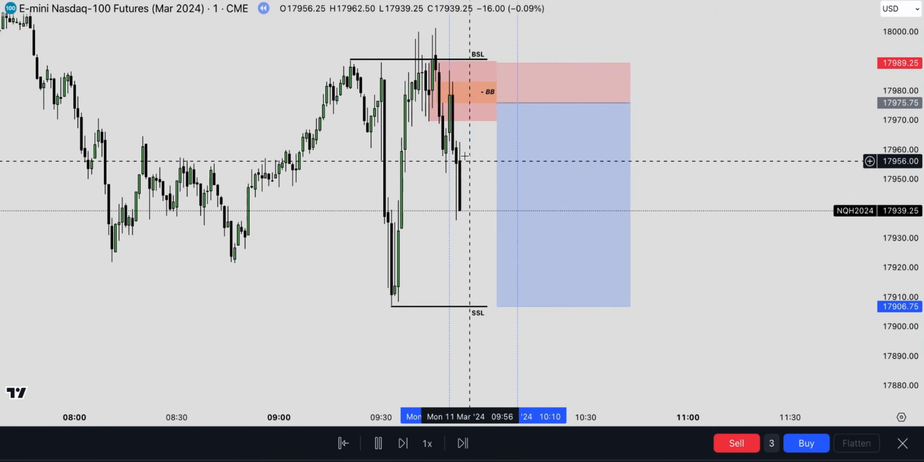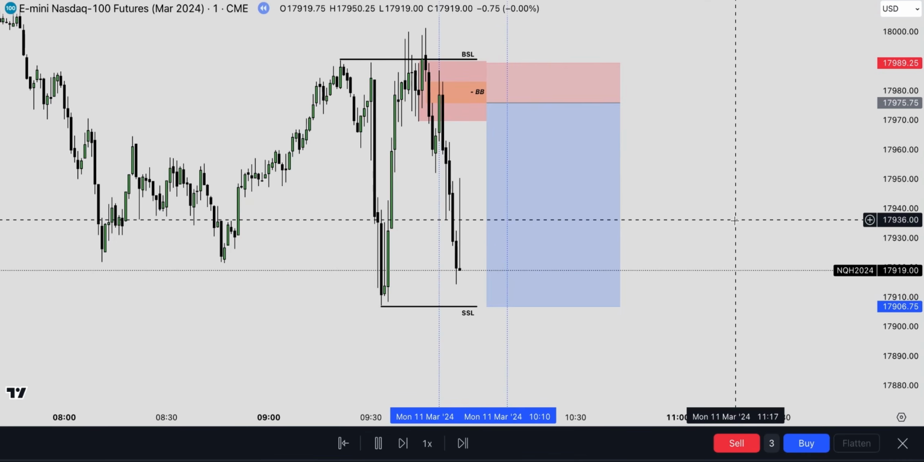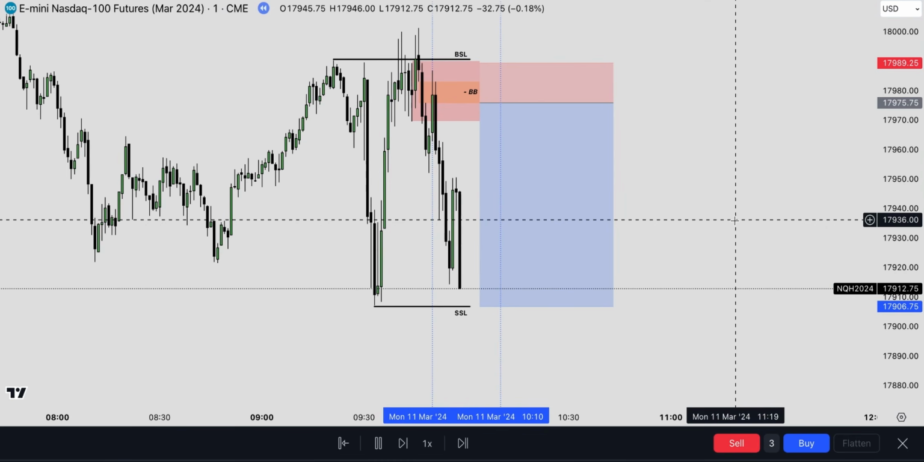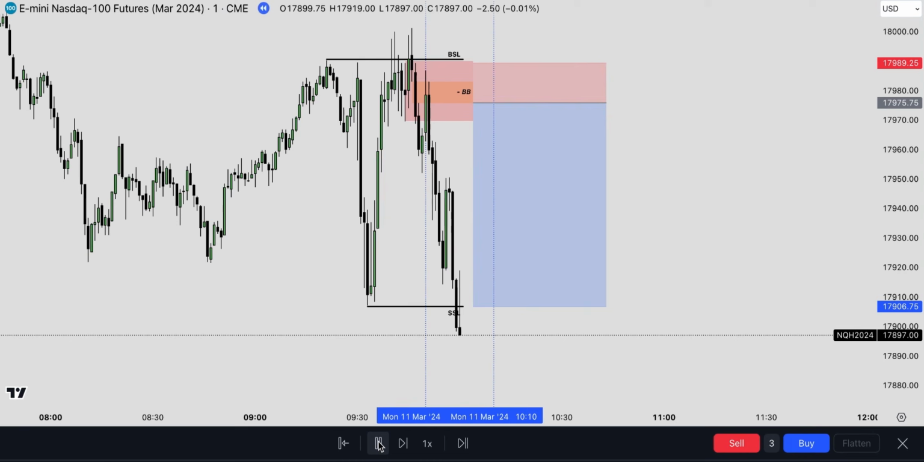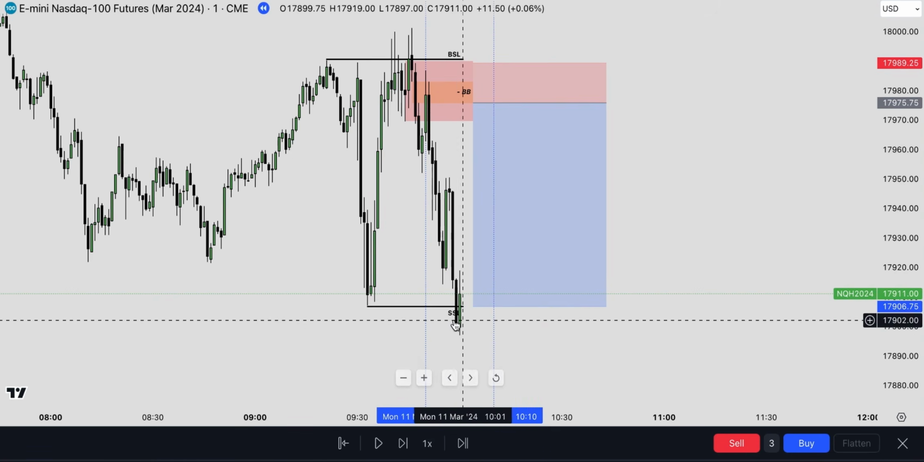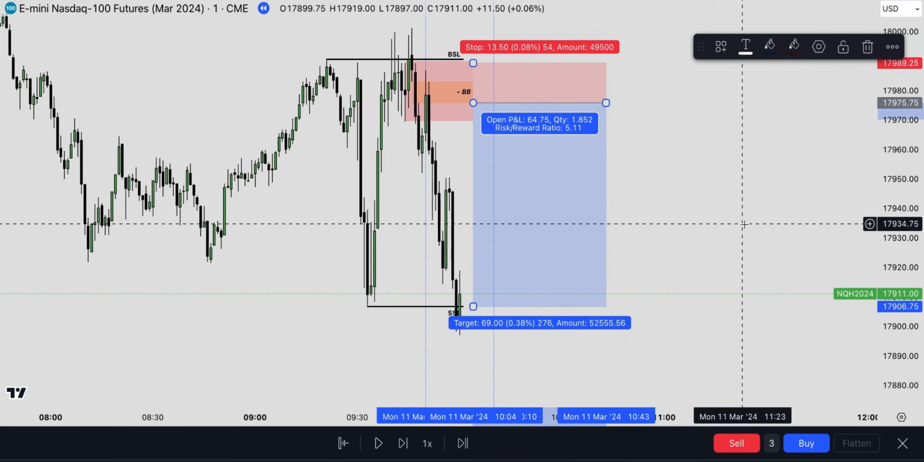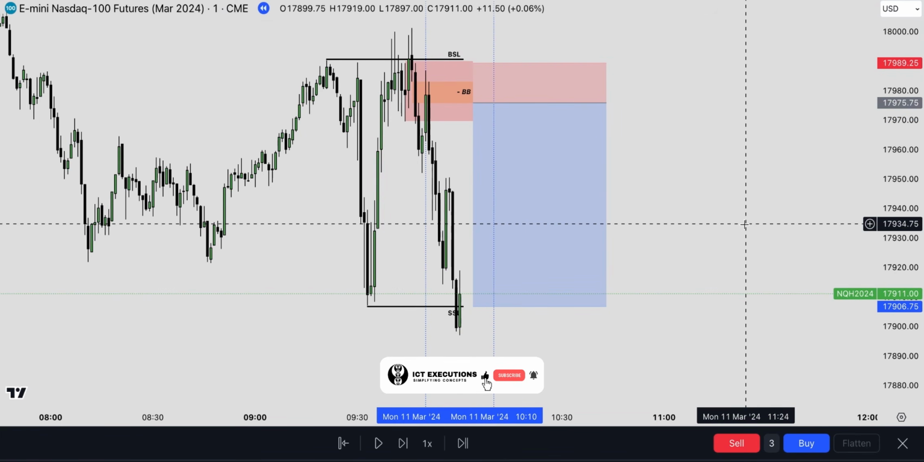Okay, and it looks like price is melting straight away to the TP. Get a little retracement. Okay, and wow. So your TP would have been smashed here. You've secured yourself 70 handles, okay? Crazy, crazy trade, guys.